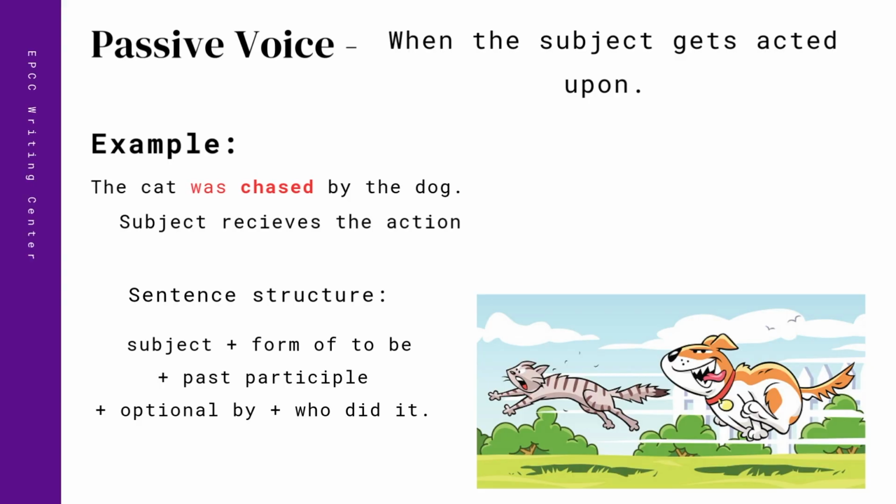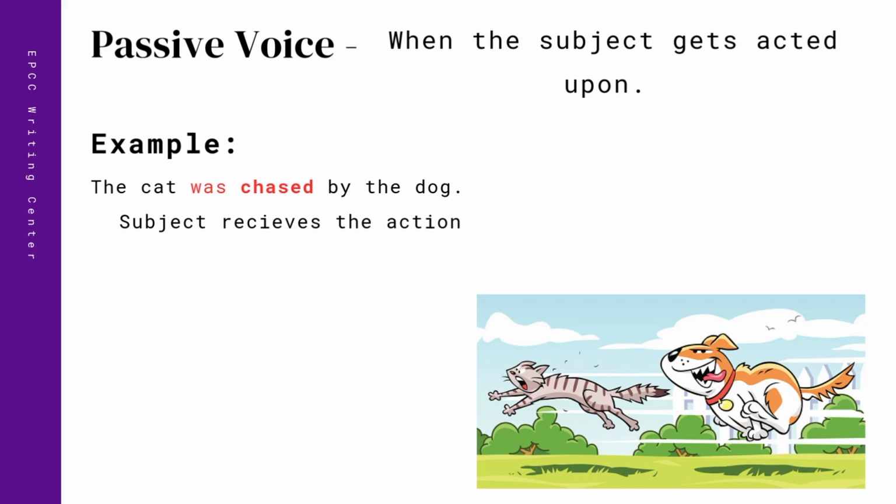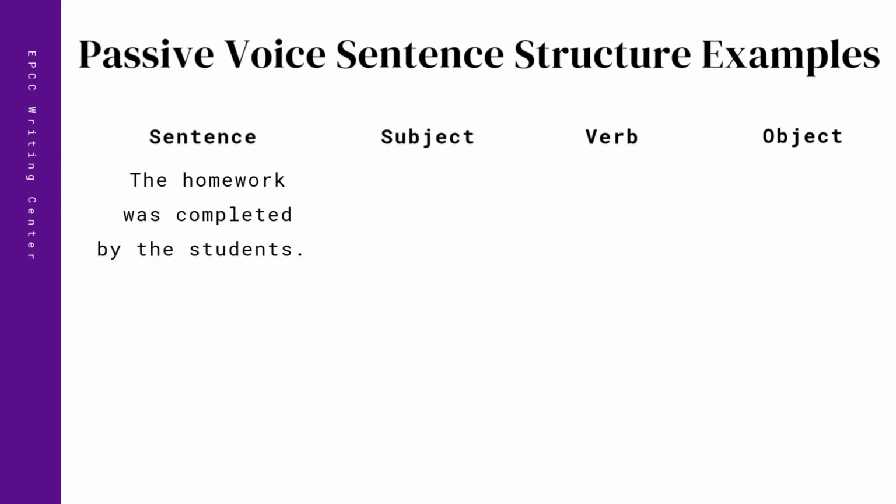Now, here's where passive structure often makes things more complicated. It flips that natural subject-verb-object rhythm. Instead of putting the doer up front, it hides or de-emphasizes them and can slow readers down or cause confusion. Let's look at a few more passive voice examples. The homework was completed by the students. Homework is the subject. Was completed is the passive verb phrase. Students are the actual doers, tucked at the end.